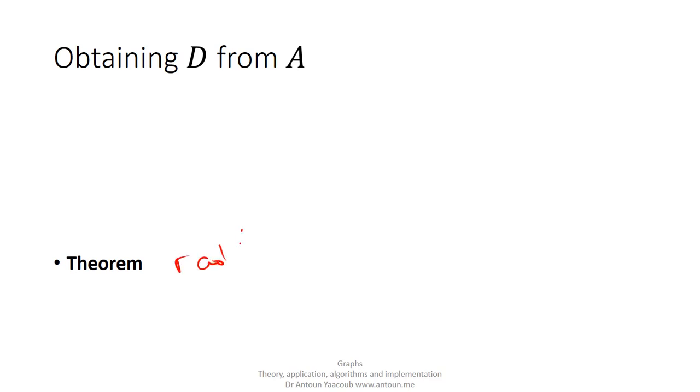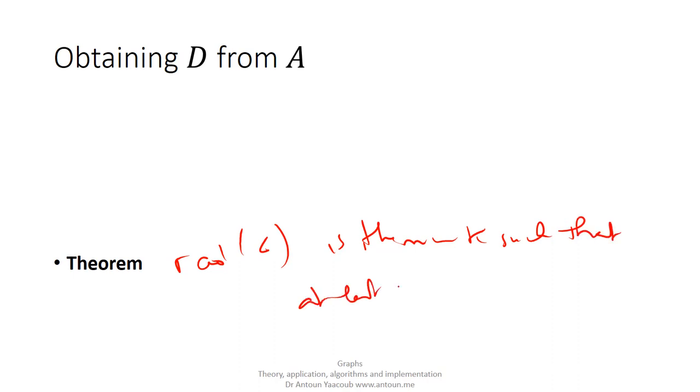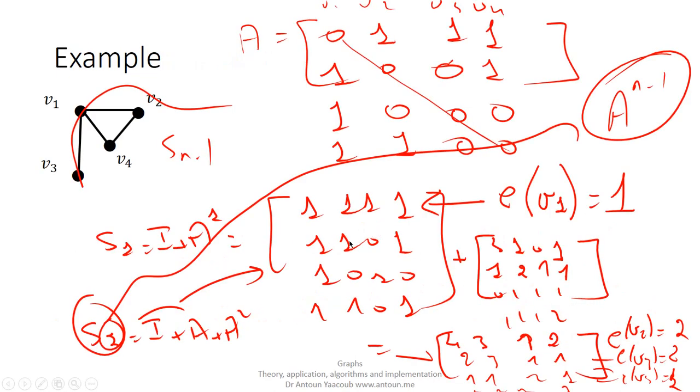For any connected graph, the radius of a graph obviously is the minimum k such that at least one of the rows has no zero entry. So obviously it's the minimum eccentricity. Whenever we have calculated this, at S1 we have calculated the eccentricity of the first vertex. So obviously the radius is equal to 1.